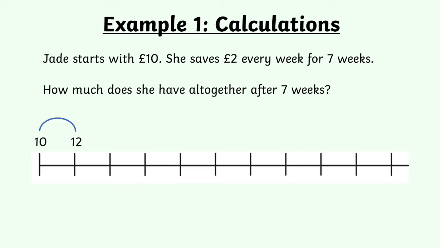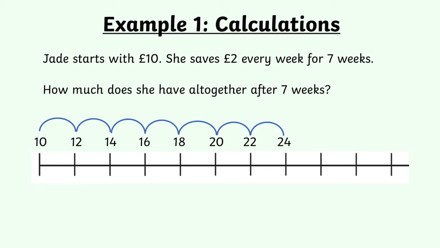So let's do it. We've got the first week, so that's 12, 14, 16, 18, 20, 22, 24. So let's just check that we've hopped 7 weeks. 1 week, 2 weeks, 3 weeks, 4 weeks, 5 weeks, 6 weeks, 7 weeks. Fantastic. So at the end of 7 weeks, she's going to have £24.